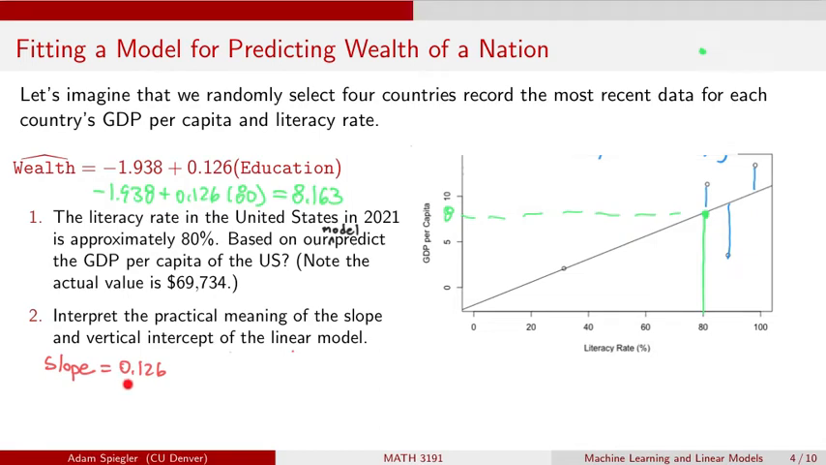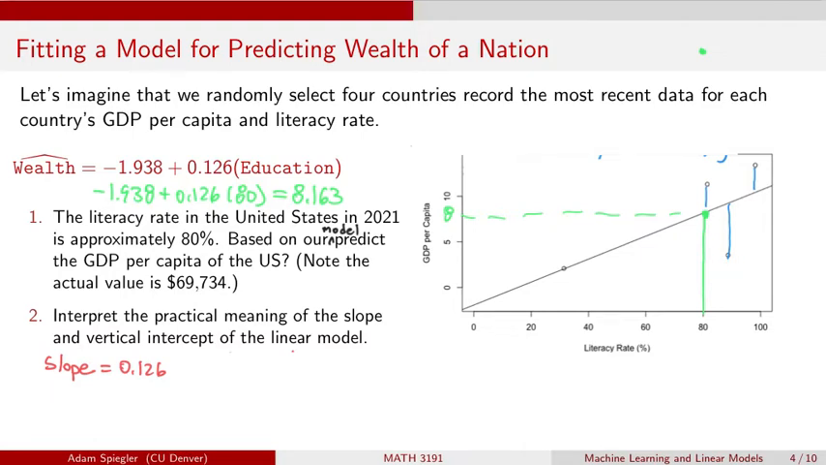So the fact that the slope is positive tells me there's a positive association, namely that as the literacy rate goes up, we seem to be observing that the GDP per capita of a country also tends to go up, though there are exceptions to these rules.